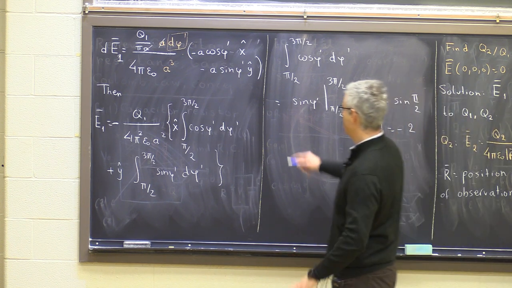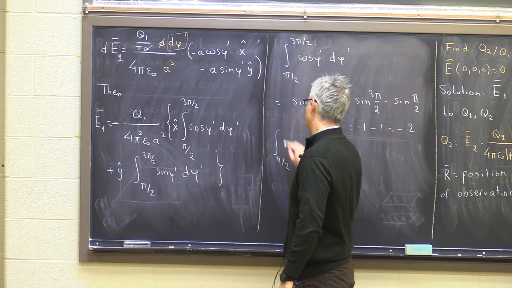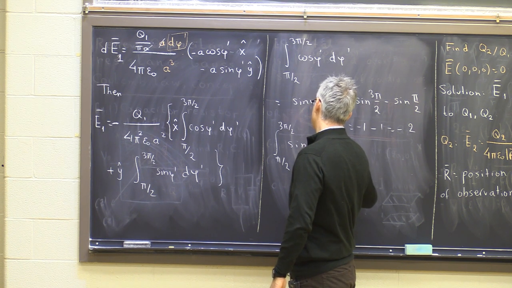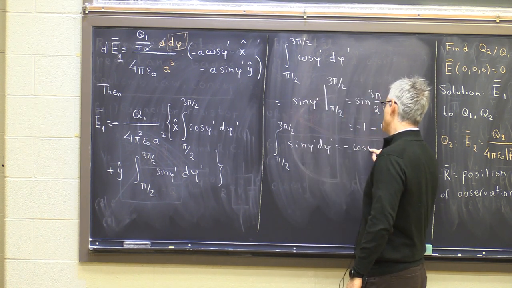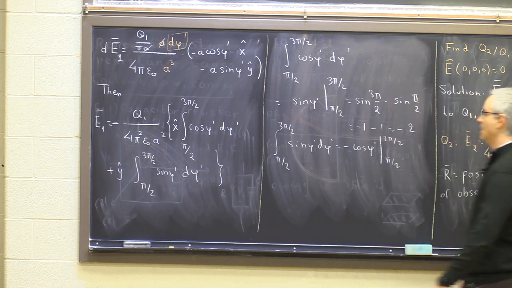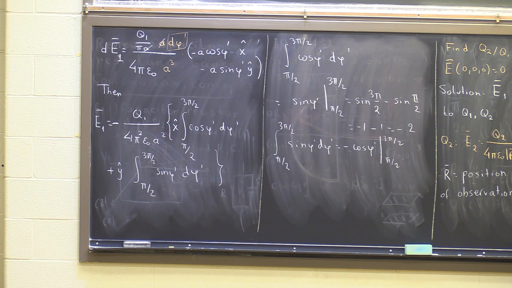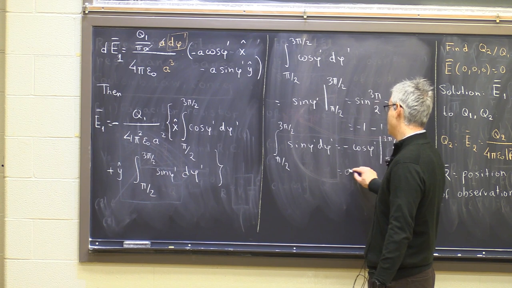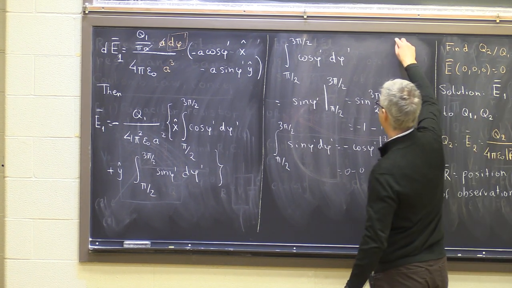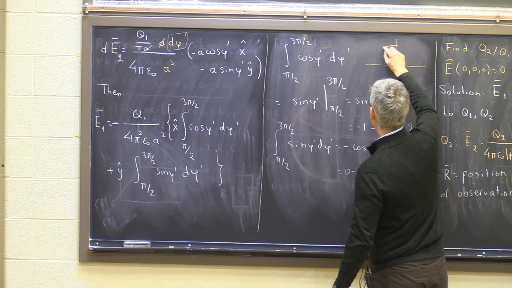The second integral is minus cosine phi from pi over 2 to 3 pi over 2. That will give me actually 0, because the cosine is 0 both at 270 degrees and 90 degrees. So this will be 0 minus 0. It is something that I would have expected already from the geometry. So potentially, I don't even need to run this second integration, because I have this arc.